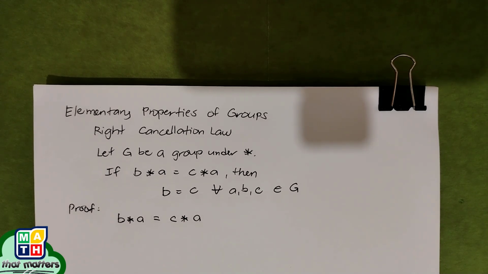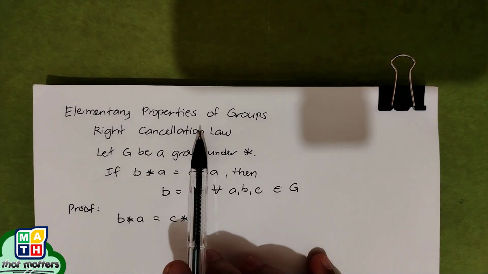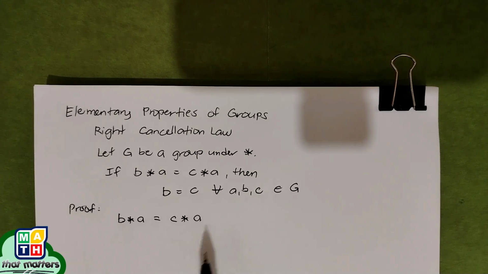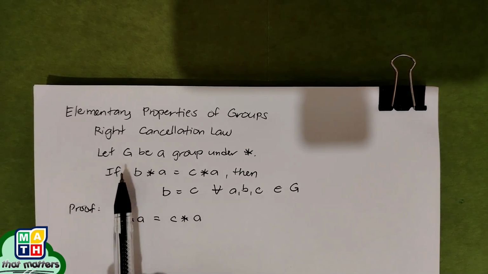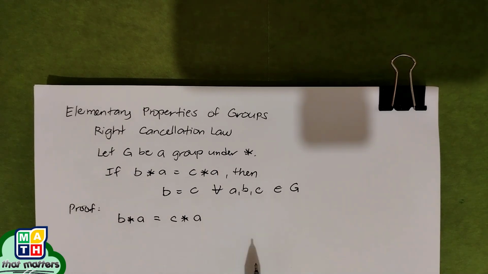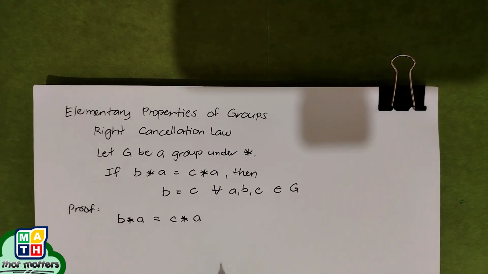Since we're going to use the right cancellation law and cancel the element A on the right, we are going to introduce its inverse, which is A inverse. And that is actually possible because G is already a group under star. This would mean the existence of inverses for each element. There is an inverse of B, there's also an inverse of C, but there is also an inverse of A. But since we're proving the cancellation law, we're going to introduce the inverse of A, which is A inverse.